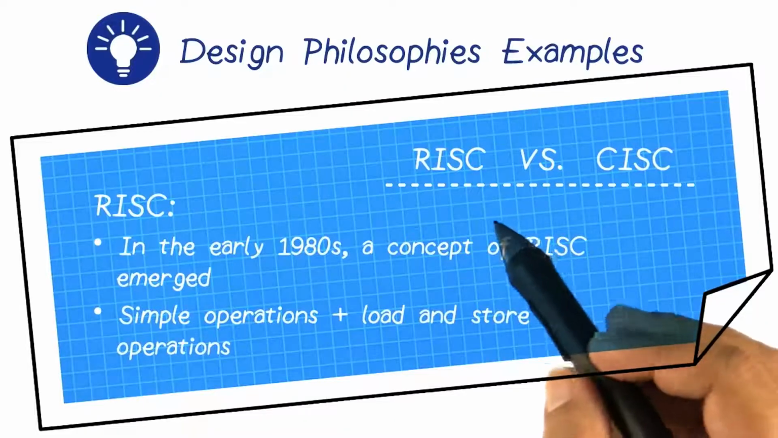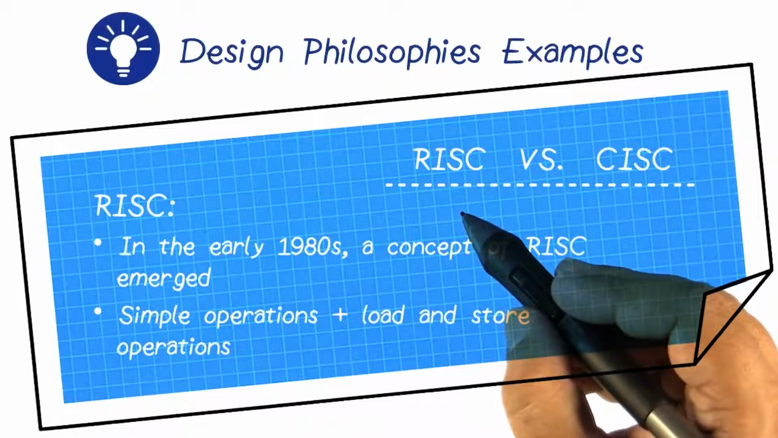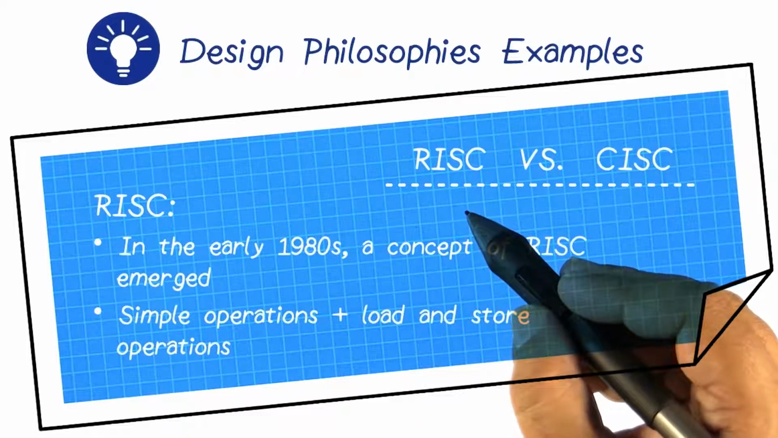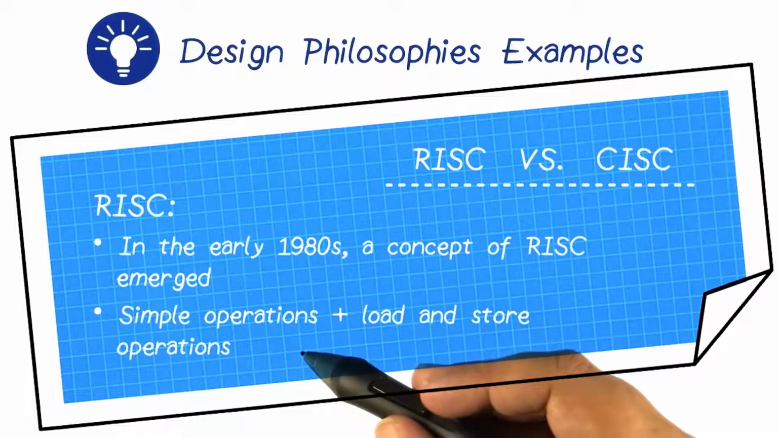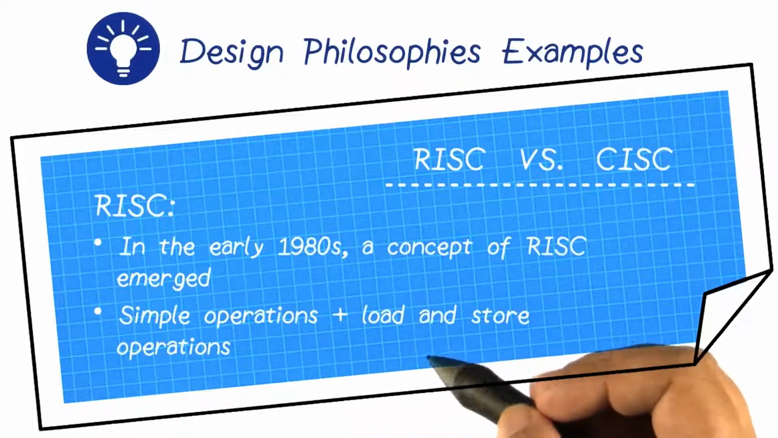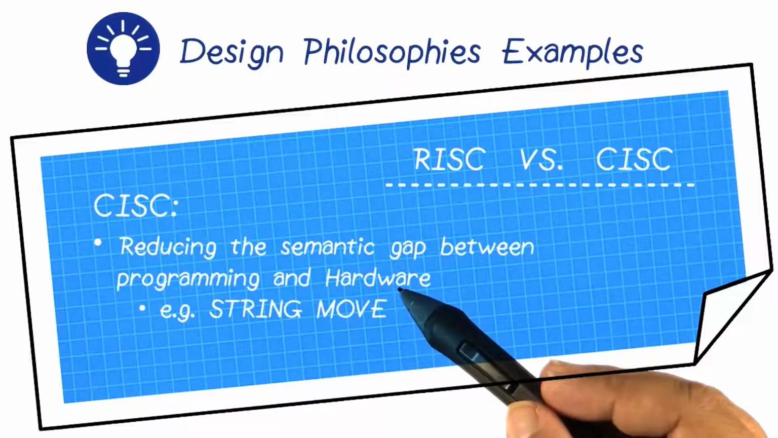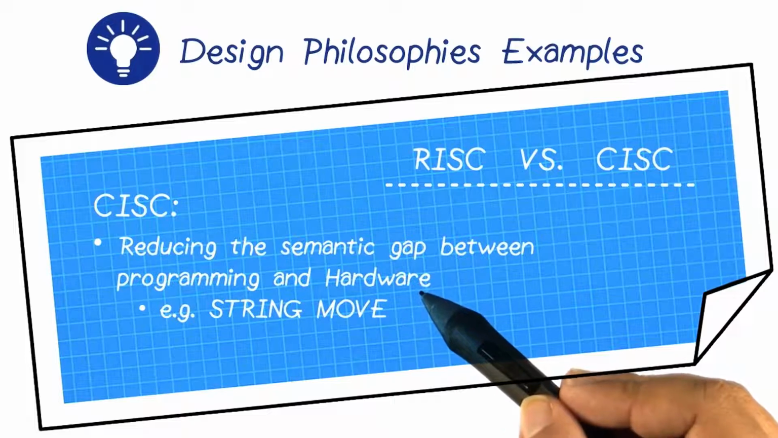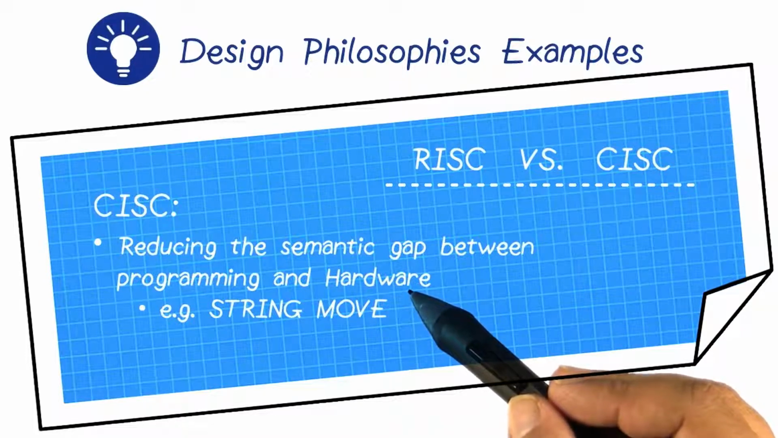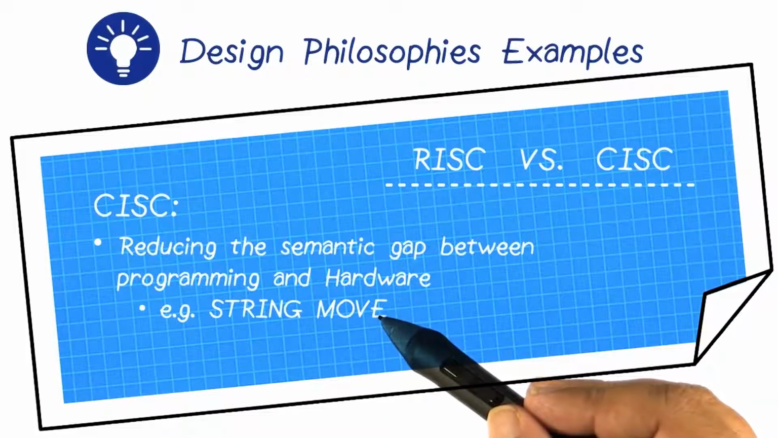Let us begin our lesson on VLIWs by first discussing how and where it evolved. Historically, RISC emerged in the 1980s as a reaction to what many felt was bloated and overly complicated ISAs. RISC consists of simple operations plus load store for getting the data from the memory. As against that, historically the focus of CISC has always been on reducing the semantic gap between the programming and the hardware by combining lots and lots of instructions, the example being a string move, moving a string from one place of the memory to the other, for example.